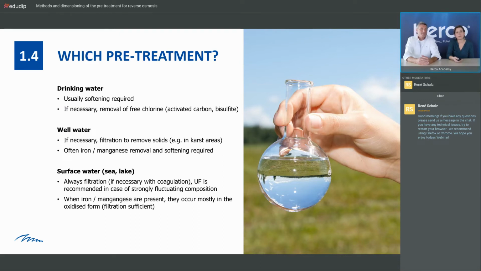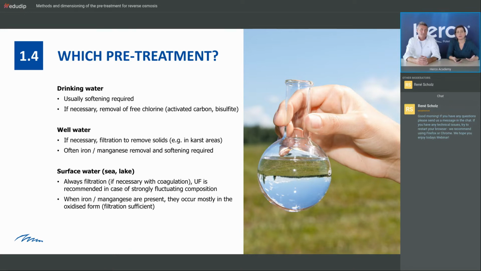Okay, so which pretreatment do we choose? Most of our projects are with drinking water as feed water. So usually we need some sort of softening, because except for very, very soft drinking waters, you usually have enough hardness to damage the RO. It could be that you need to remove free chlorine if chlorine is dosed in the drinking water. That could be done with activated carbon or dosing of sulfite. This is not such a complicated topic, so we won't discuss it in detail later.